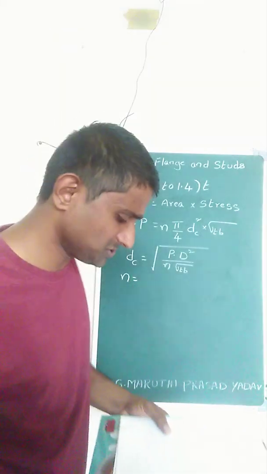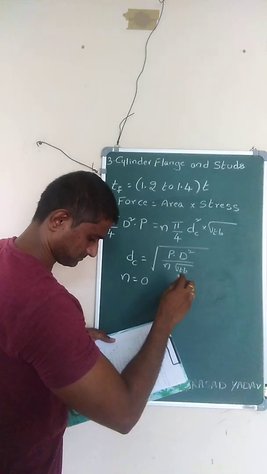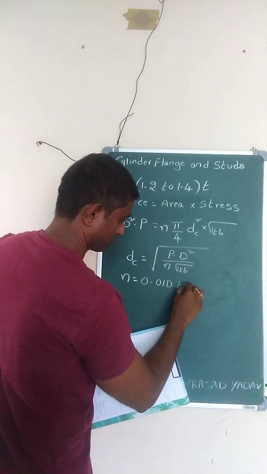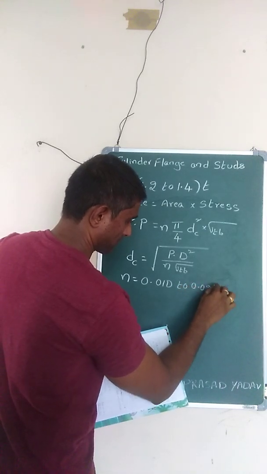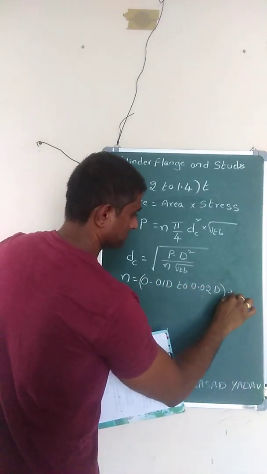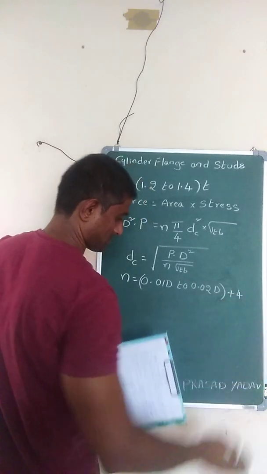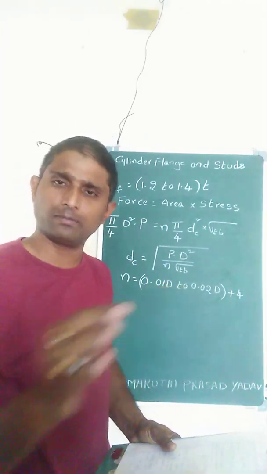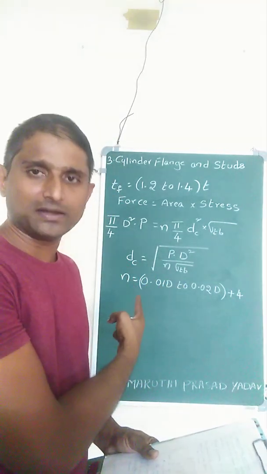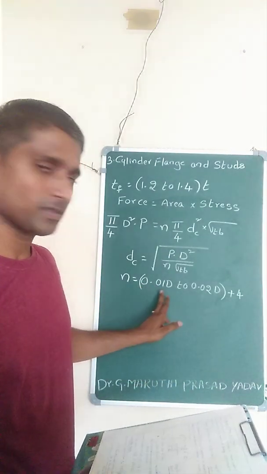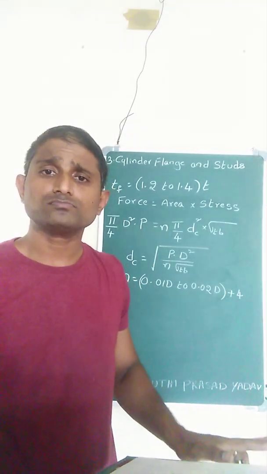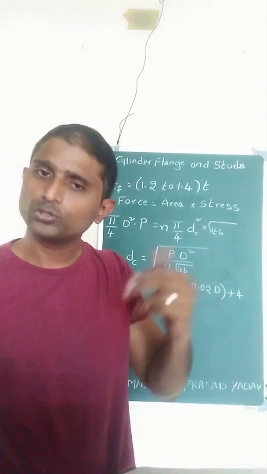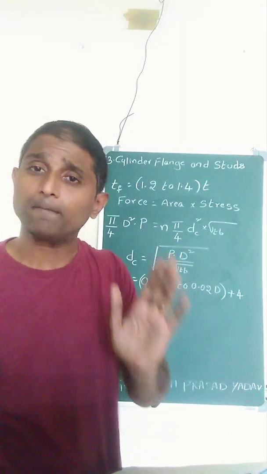Here n is the number of bolts. It is also given in the data book, same page, just next to that formula. You can find the formula to find n also. n equals, it is in the range of 0.01D plus 4 to 0.02D plus 4.